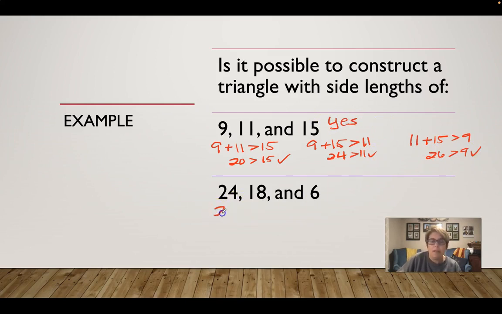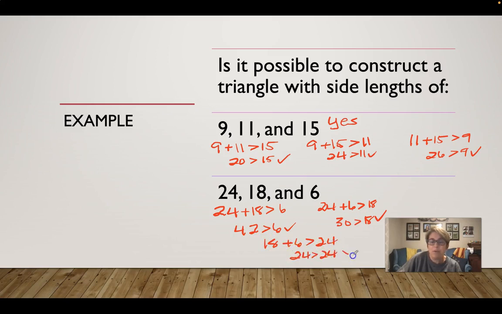Do it again. 24 plus 18 has to be greater than 6. Oh, 42 is definitely greater than 6. 24 plus 6 is greater than 18. 30 is greater than 18, so it looks good. How about 18 plus 6? Is that greater than 24? 24 is not greater than 24. Doesn't work, so those three things cannot be the sides of a triangle.